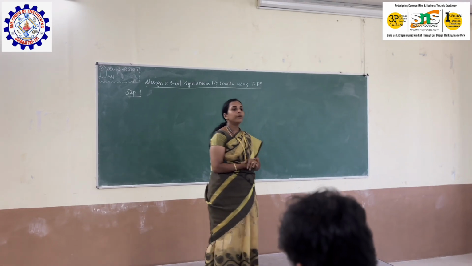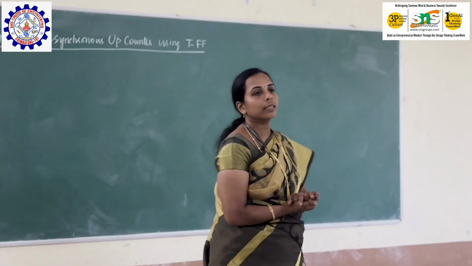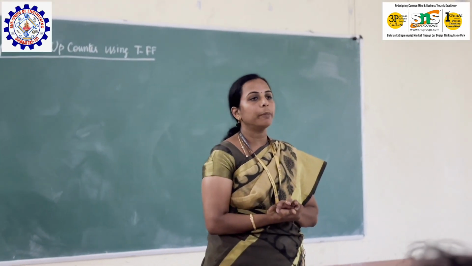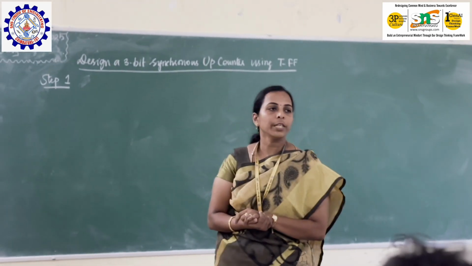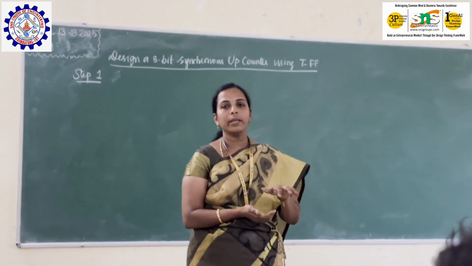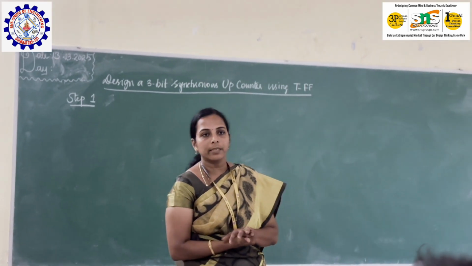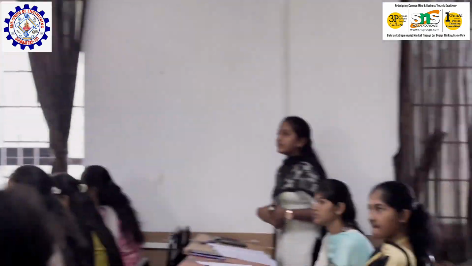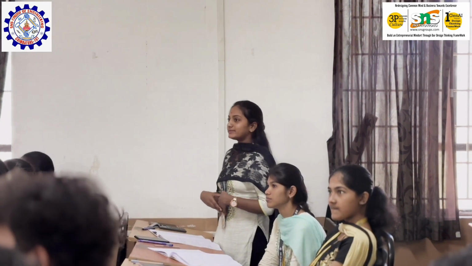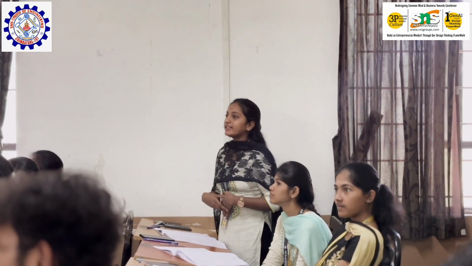Very good. If it is a 3-bit synchronous counter, how many states will be there? 8 states will be there, 0 to 7. So we will be drawing a state diagram with 8 states. What is the next step? To draw the excitation table for the circuit.